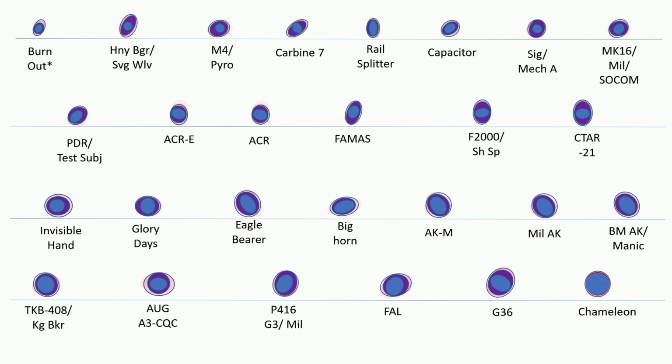Then we have the TKB, the AUG proper, the G3, again another weapon that many new players will absolutely love, the P416 because of its stability. FAL, not everyone's favourite. The G36, very, very stable, but the worst accuracy outside of the Chameleon. And there you can see the Chameleon, although every one of its shots is going to go where you ask it to go, it's just going to spray them everywhere within that balloon.